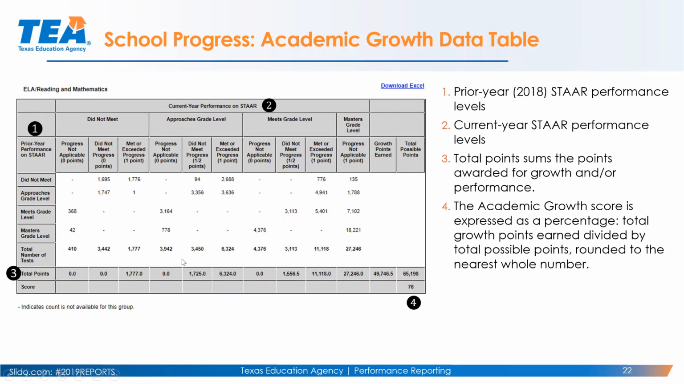So this data table displays all the possible ways that a student met growth, did not meet growth, or maintained proficiency, by all the points possibly earned. That is summed together into a numerator, my total points earned. My total possible points would be all the assessments that were eligible for a STAR progress measure. And that gets me my percent.